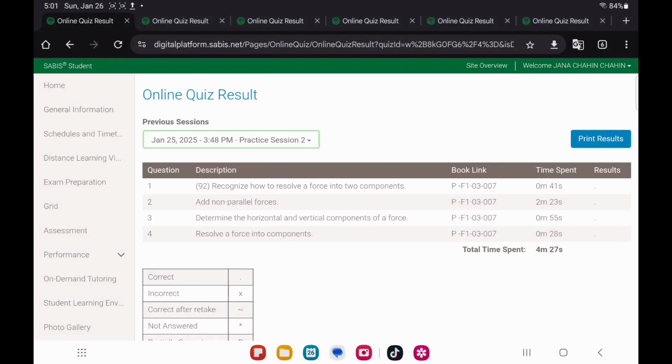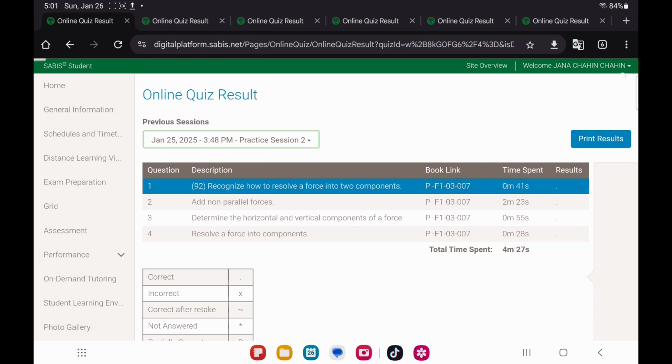Okay, so this is Jana, and I'm going to be explaining the 3.7 till 3.12 physics course practice quizzes. Okay, so let's start with 3.7.